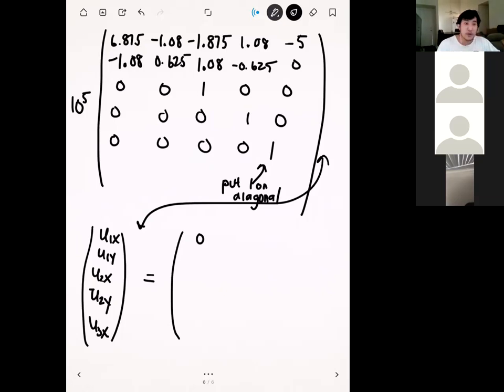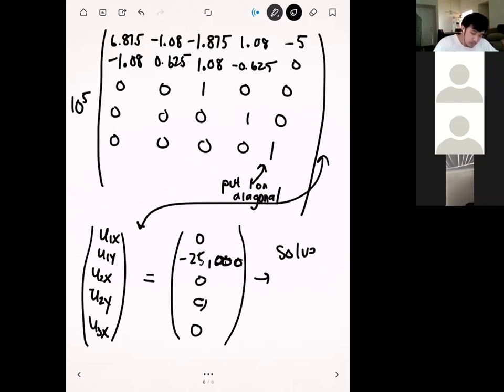Okay. And then from here, we can apply our Neumann boundary condition. Our Neumann boundary condition, remember, was a load of minus 25,000 pounds, applied in the y direction on node number 1. So this can be minus 25,000. Okay. And 0, 0, 0. Okay, so now that we have the system in this form, we can just solve it in MATLAB.